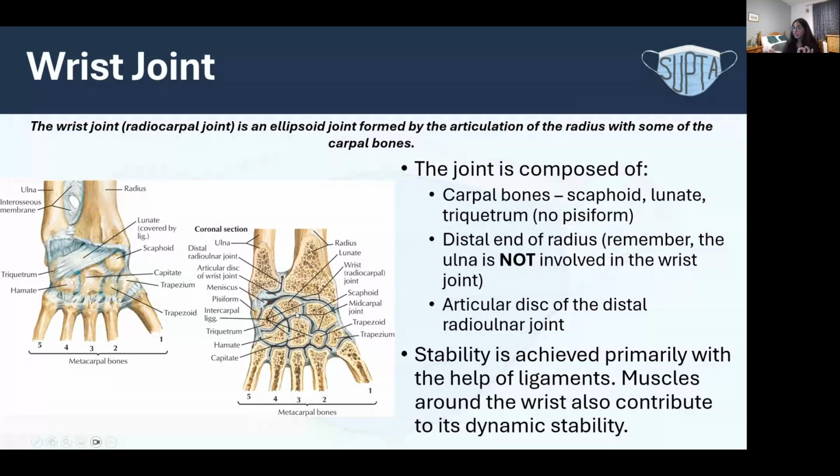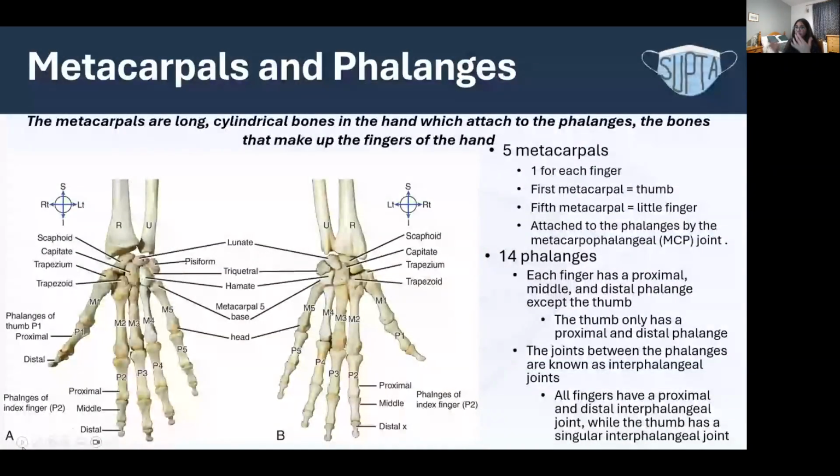The pisiform itself is a very tiny pea-shaped bone, essentially. So it's really small, so it's not really involved in this joint, okay? So it's scaphoid, lunate, triquetrum, along with the distal end of the radius and the articular disc of the radioulnar joint, okay? Now, metacarpals and phalanges.